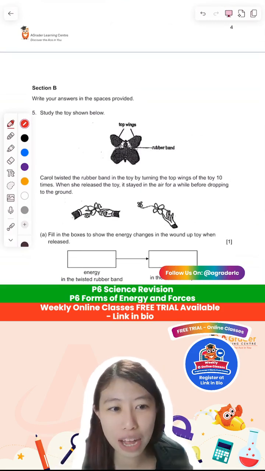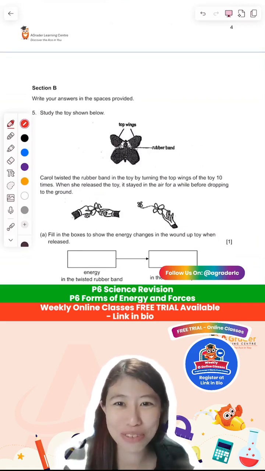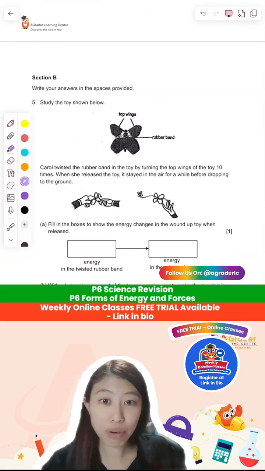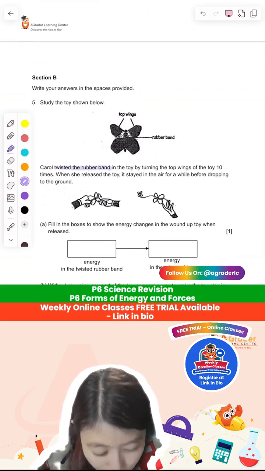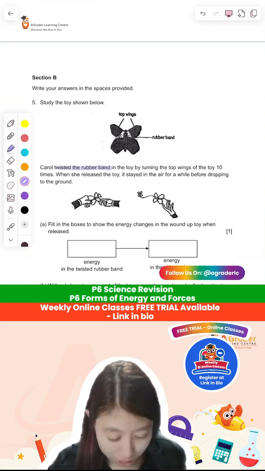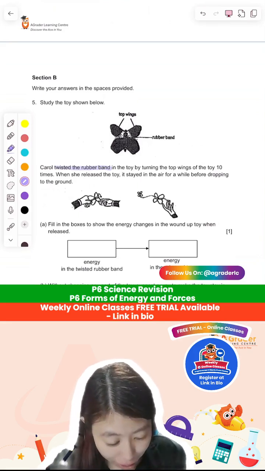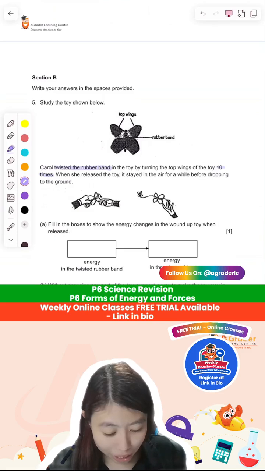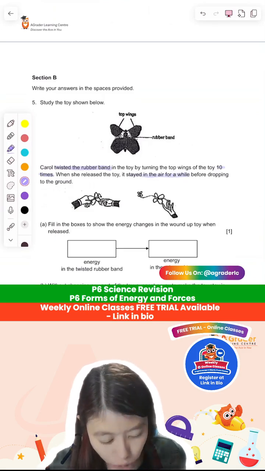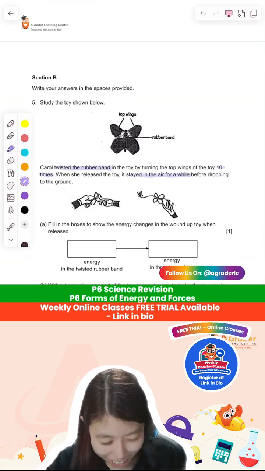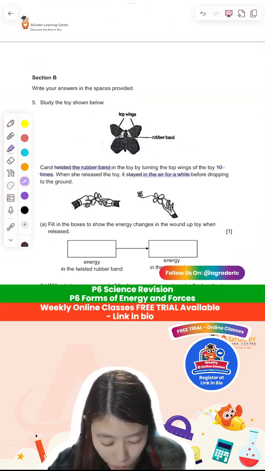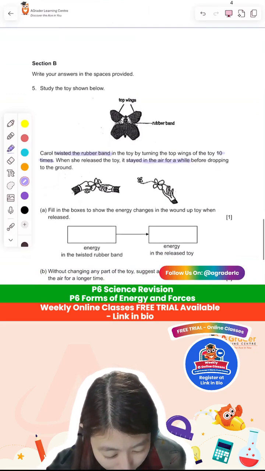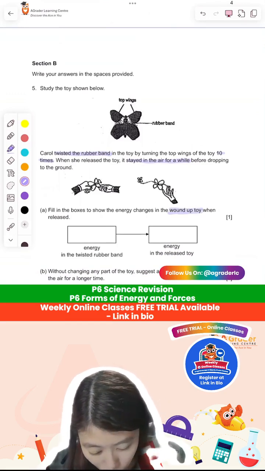Okay, everybody, let's look at question 5. Study the toy shown below. They mentioned that Carol twisted the rubber band in the toy by turning the top of the wings of the toy 10 times. Next, they said that when she released the toy, it stayed in the air for a while. I'm very sure you all know why it stayed in the air, because it's moving, before dropping to the ground. So fill in the boxes to show the energy changes in the wound up toy when it was released.